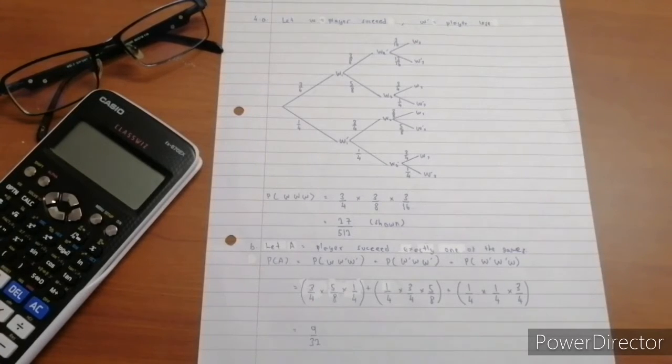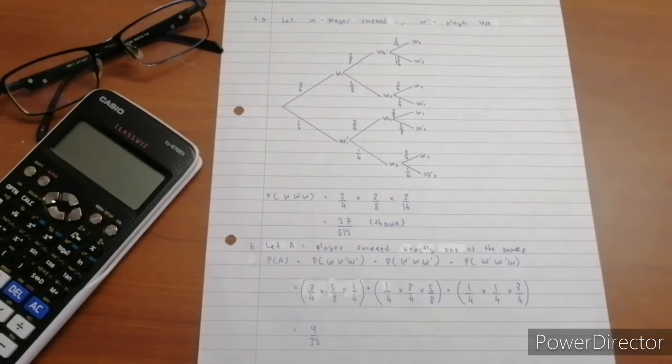Question 4a requires us to construct a tree diagram and hence show that the probability that the player succeeds in all 3 games is 27/512. Assume that W equals player succeeded and W prime equals player lose.